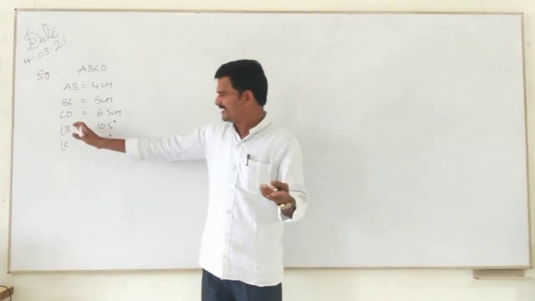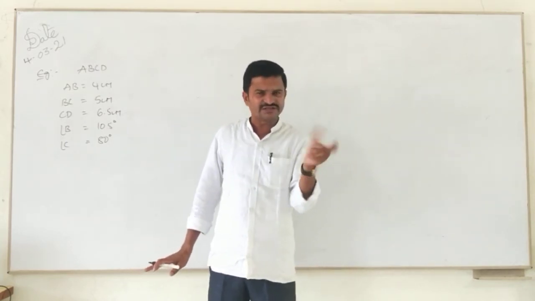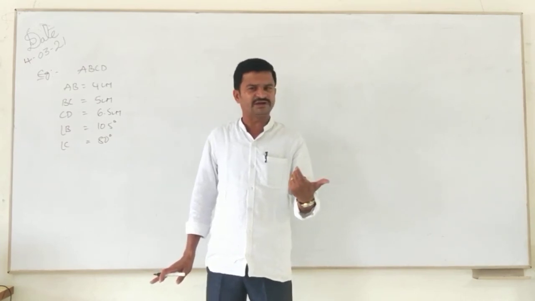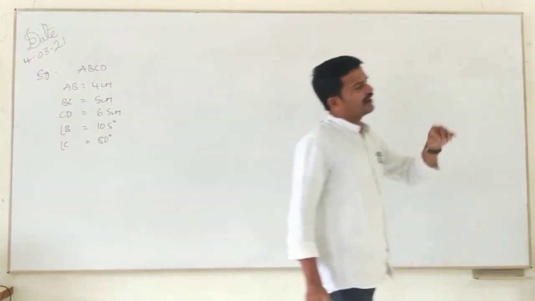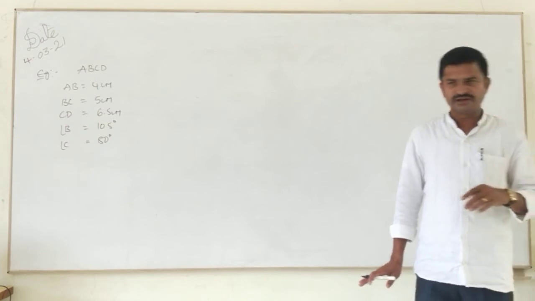Name of the side? BC. When the two angular points are B and C, what is the side forming with those? BC. Why are you taking this much time? So, you have to take the BC side as the base first. Are you clear or not?